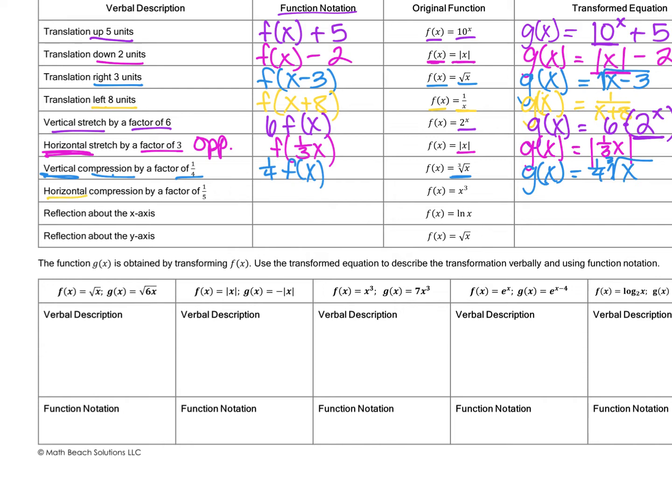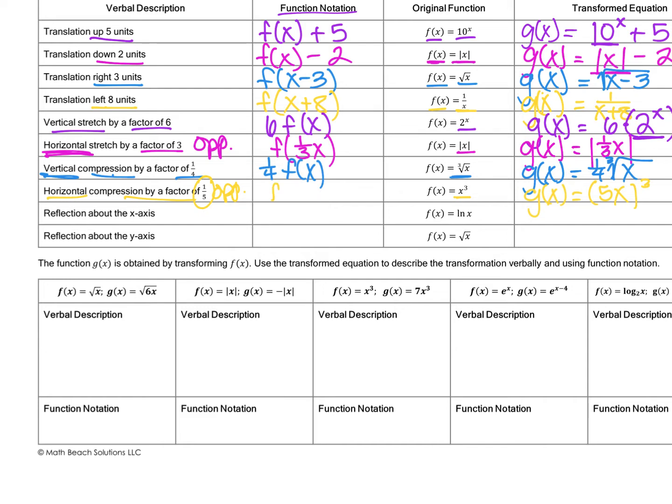Next one, we have a horizontal compression of 1/5. Remember, it's the opposite here, horizontal, and it goes on the inside. So I'm going to have g of x equals, I need x cubed. So in parentheses, instead of 1/5, I need to do the reciprocal, which is 5, and then x cubed. So 5x needs to be in parentheses, and then the cube needs to be on the outside.